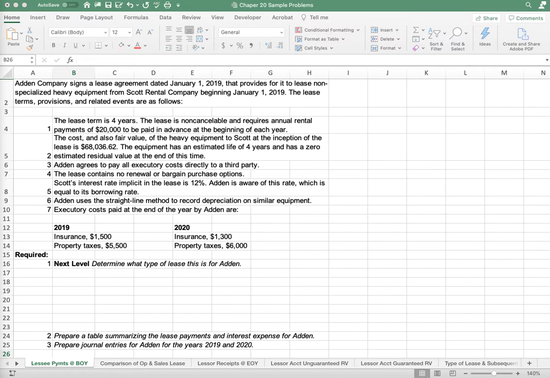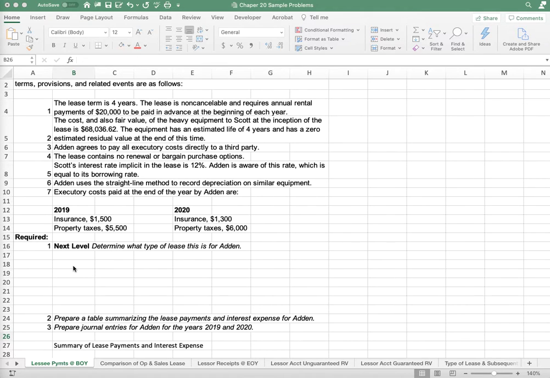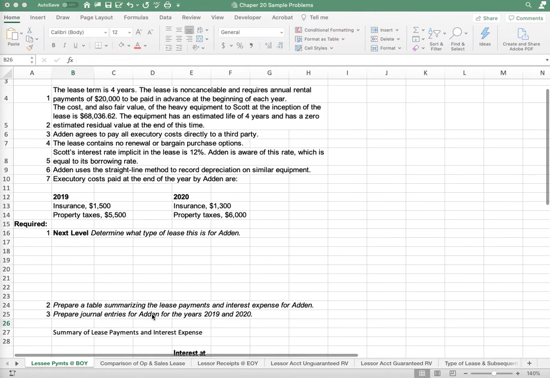Scott's interest rate implicit in the lease is 12%. Aiden is aware of this rate, which is equal to its borrowing rate. Aiden uses a straight line method to record depreciation on similar equipment. Executory costs paid at the beginning of the year by Aiden are insurance and property taxes for each year and the various amounts listed for 19 and 20. And so we need to determine what type of lease this is for Aiden, then prepare a table summarizing the payments and interest expense, and then the journal entries for 2019 and 2020.